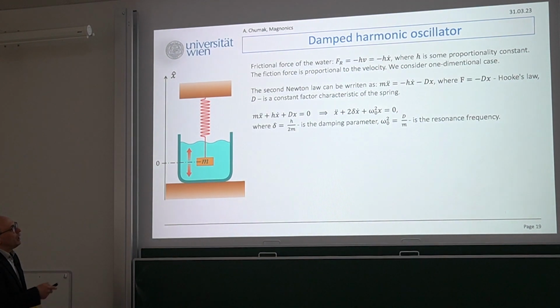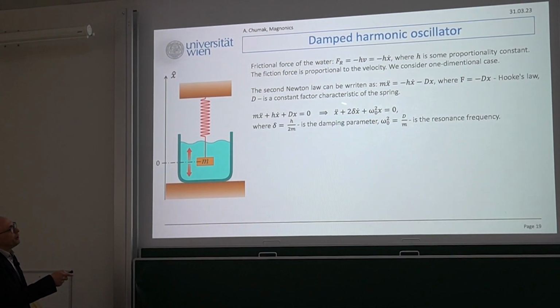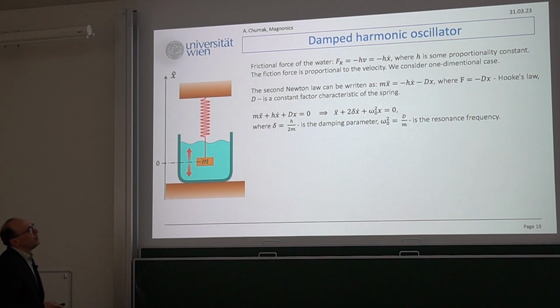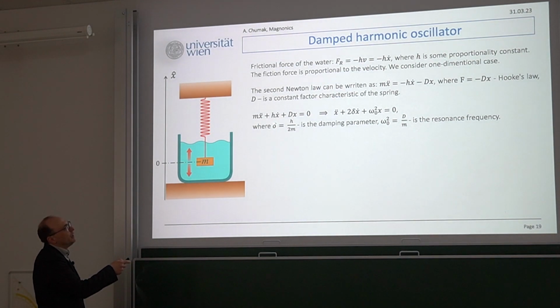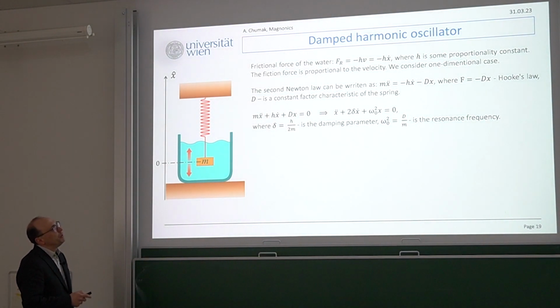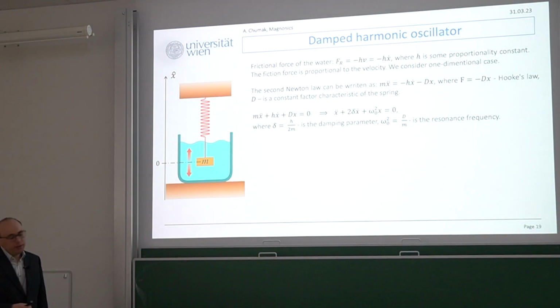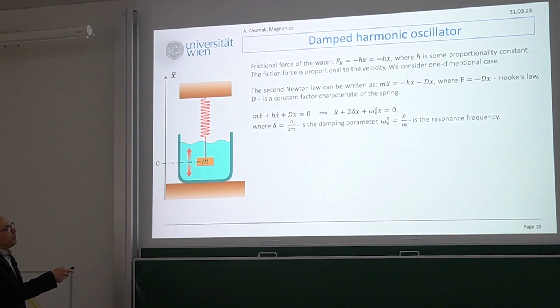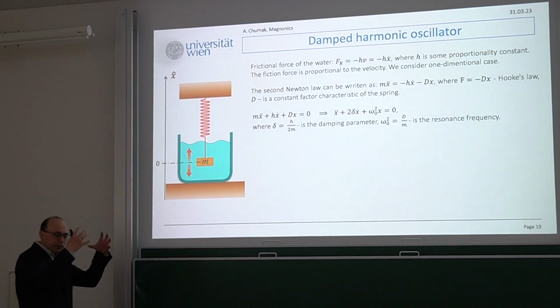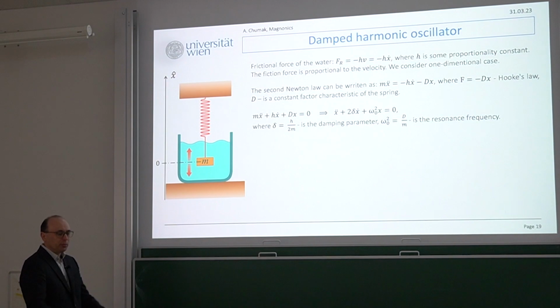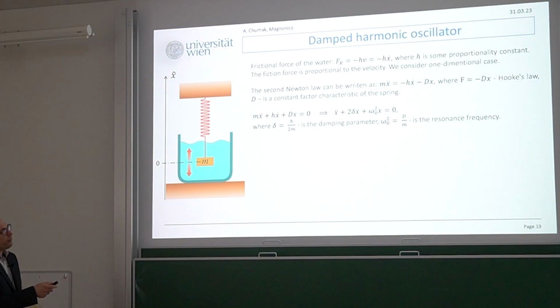If you now compare these two equations, this one is written concretely for this case, and this one is a general form, so you can immediately define the damping parameter delta, which is proportional to h, meaning the stronger the viscosity, the larger the damping is, but inversely proportional to mass. So if you have a very heavy oscillator, damping is not so pronounced, it's hard to stop it.